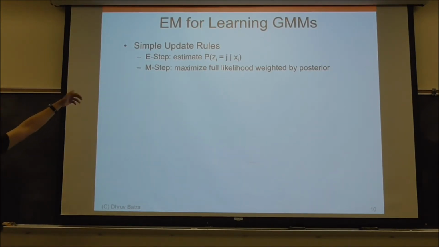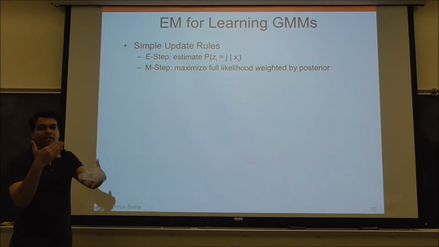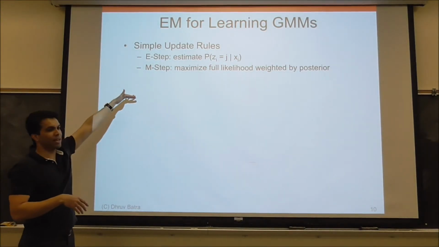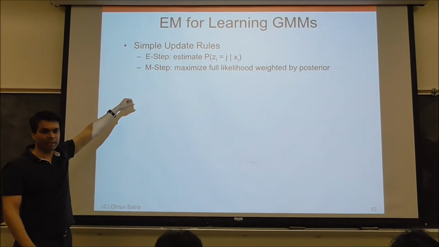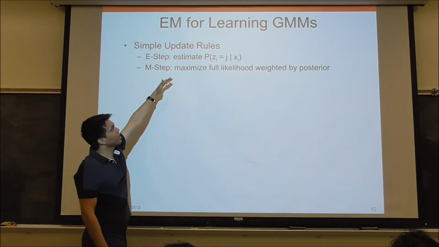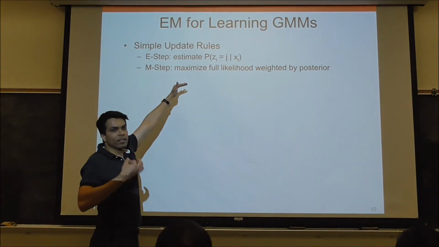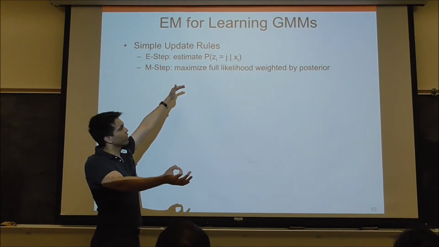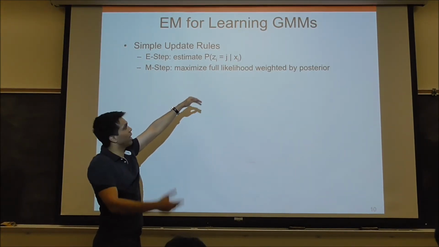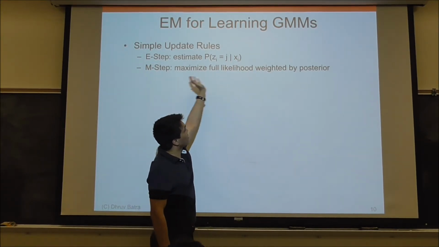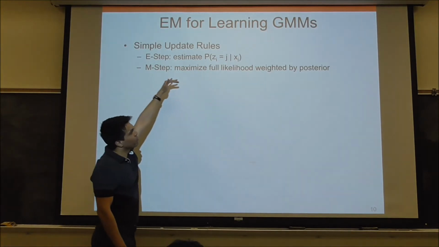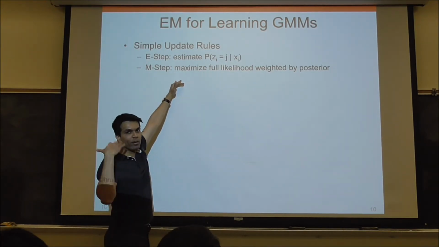It also had two steps. Instead of an assignment and a centering step, it was an E step and an M step, expectation and maximization, and we'll tell you today why they're called expectation and maximization. One was estimating the probability that a data point is assigned to a cluster given the x and the current parameters, and then maximizing full likelihood. This maximizing full likelihood we've already done in previous classes.